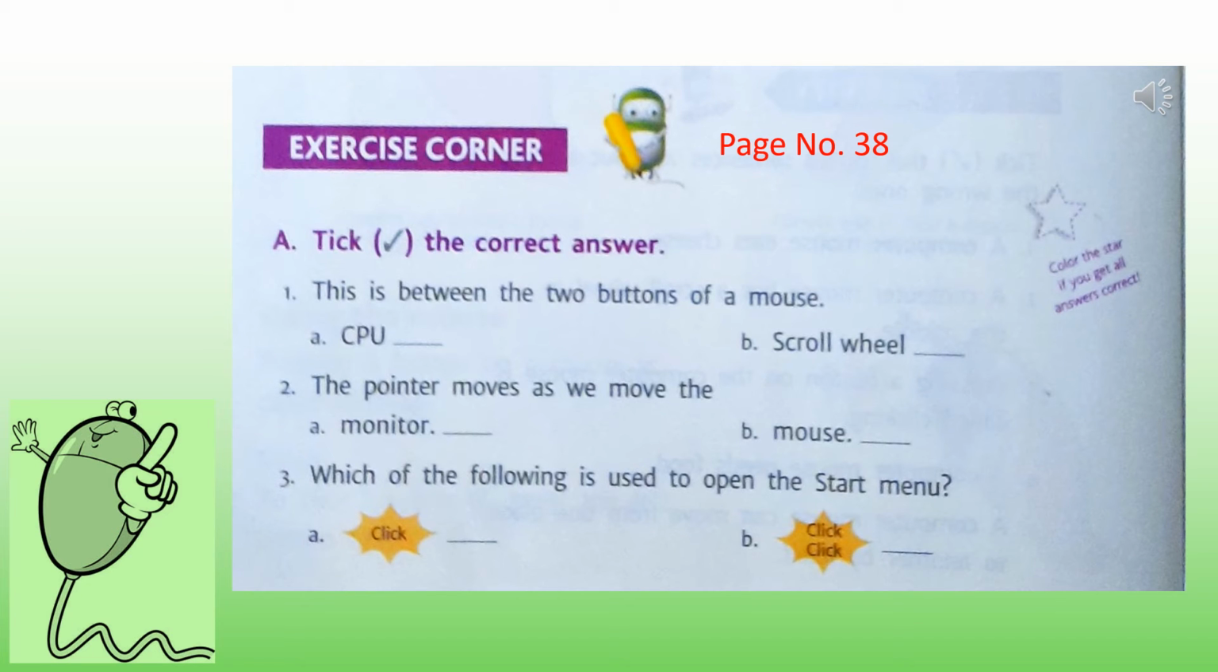The next exercise is on page number 38. Tick the correct answer. This is between the two buttons of a mouse. That is the scroll wheel. The pointer moves as we move the mouse. Which of the following is used to open the start menu? You just need to click once on the left mouse button. So the answer is A, click.